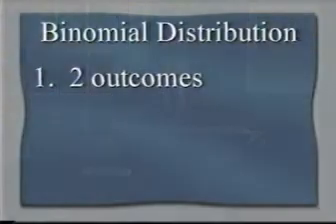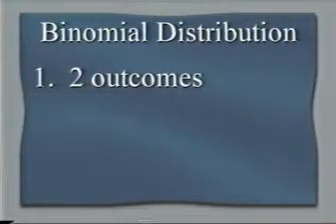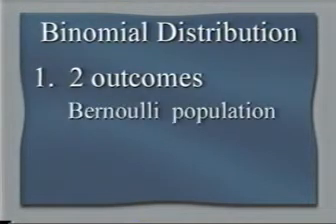There are three requirements for a distribution to be binomial, and those requirements include the fact that there must only be two outcomes. And when you start talking about situations with only two outcomes, you begin to talk about a Bernoulli population. The name coming from Jacob Bernoulli, who worked very much in the area of binomial probability.